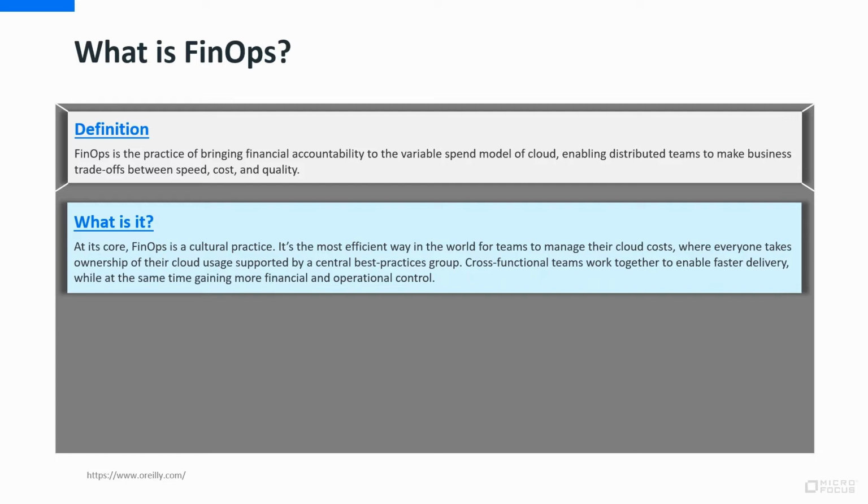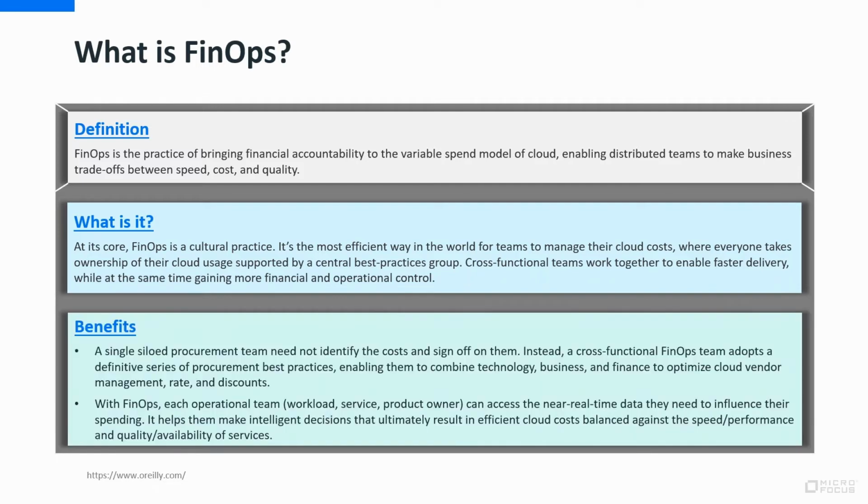And the cross-functional teams should also work together in order to enable the fastest delivery. At the same time, they will get more financial and operational control, because if they are empowered to know the cloud usage, they will make better decisions both finance-wise as well as operations-wise, right? And that's what FinOps brings into these teams. So what are the benefits?